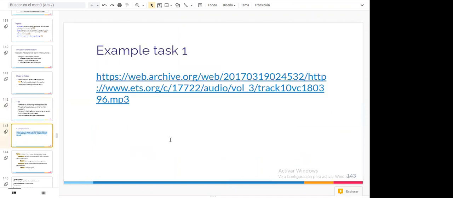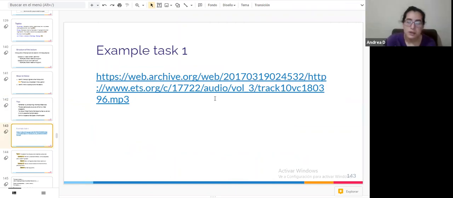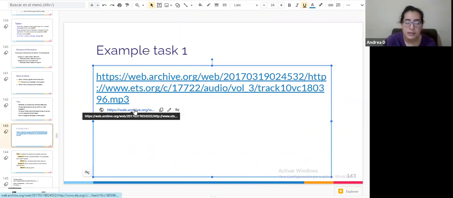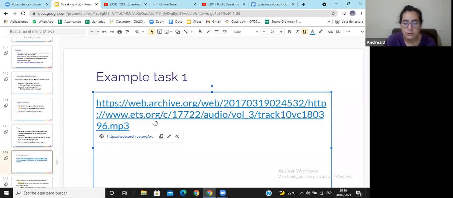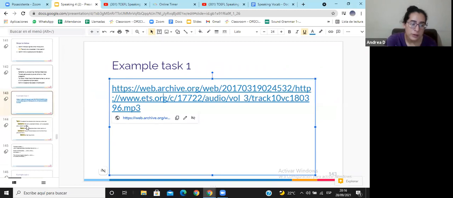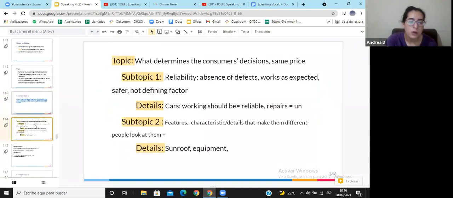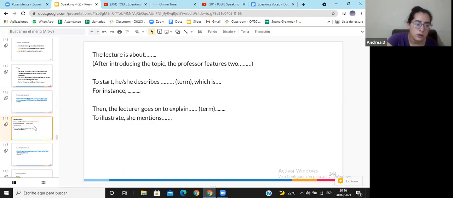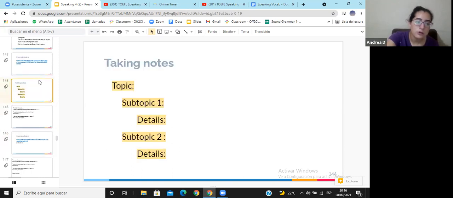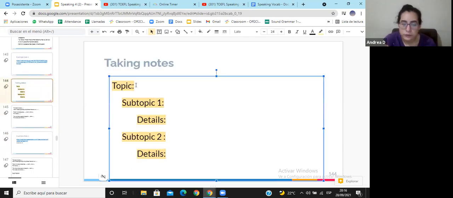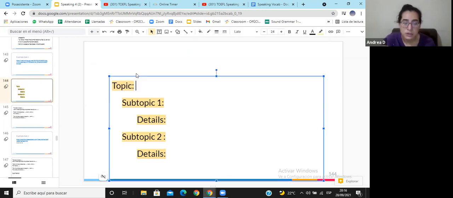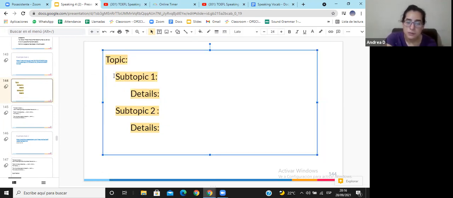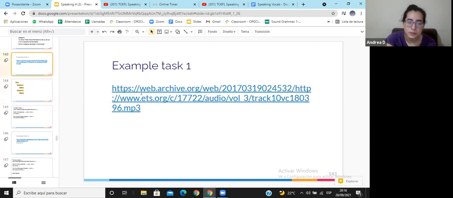All right, so now we're gonna be listening to the exam. So we'll listen to the lecture and you guys need to take some notes. So get a piece of paper, a pen. You know what you're looking for. Try to have your info organized, your notes organized. So look for the topic, the general idea that could be in the question, the 2 subtopics, and 2 examples. So let's see.